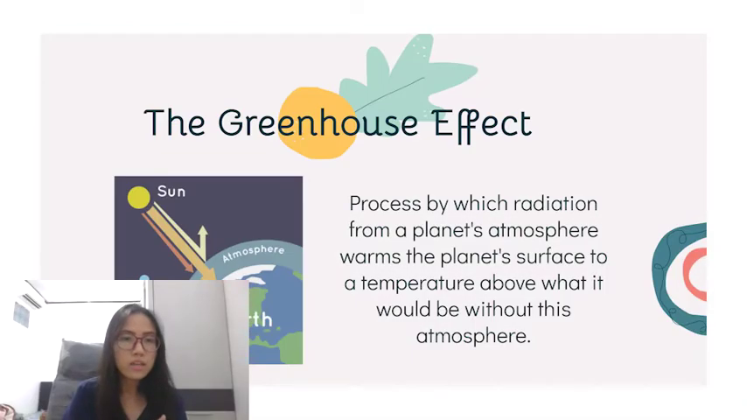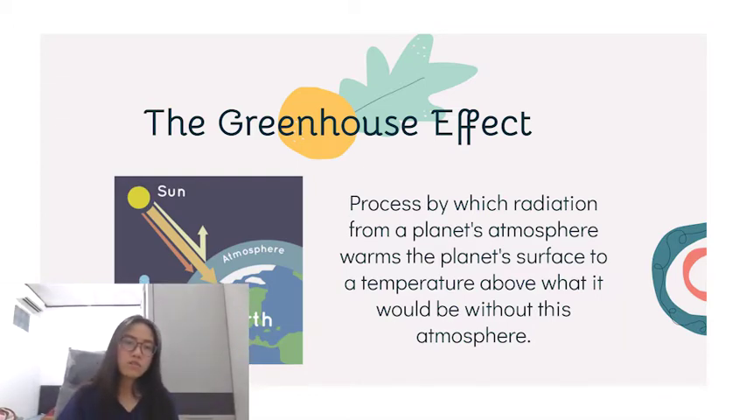Okay, so on to the next topic. I'm going to talk about the greenhouse effect. The greenhouse effect is a process that occurs when the gases in the Earth's atmosphere trap the sun's heat. The process makes Earth much warmer than it would be without an atmosphere. The greenhouse effect is one of the things that makes the Earth a comfortable place to live.